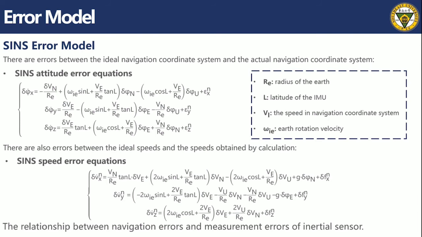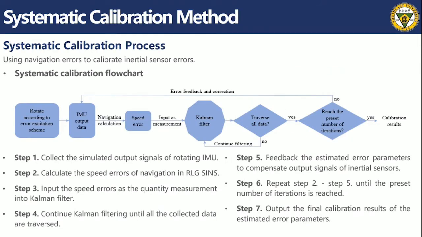So far, using the 4 formulas presented in the error model section, the relationship between navigation error and inertial sensor error has been established. In the following chapters, according to this relationship, I will use navigation errors as a quantitative measurement to estimate error parameters and realize systematic calibration. Next section is the systematic calibration method.